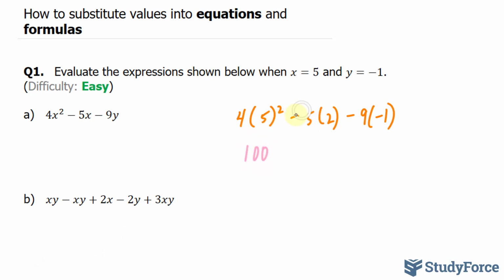Next we have -5 times 2, which is -10, and -9 times -1, that's +9. 100 minus 10 is 90 plus 9 is equal to 99. That's the answer for A.